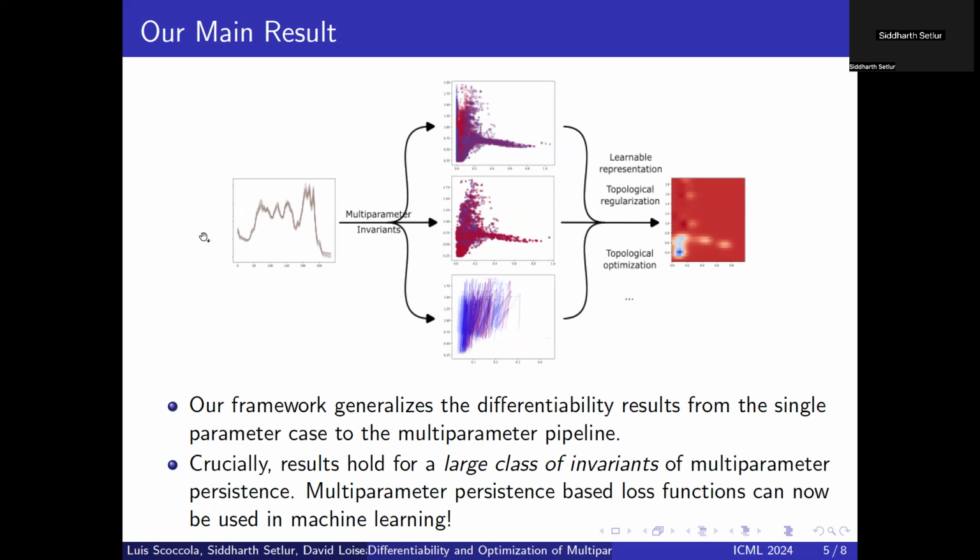We start off with discrete data. In this case, we have time series data rather than point cloud data. And then you can have your pick of invariants, whether that be the Hilbert decomposition or the signed barcode or the Euler characteristic. And then you do some sort of learnable representation. More often than not, this is just some sort of signed measure. And our framework says that if you look at loss functions defined on this pipeline, they would be, one, differentiable almost everywhere, and two, that stochastic gradient descent converges almost surely to a critical point. And this allows us to then incorporate multi-parameter persistence-based loss functions into machine learning pipelines.